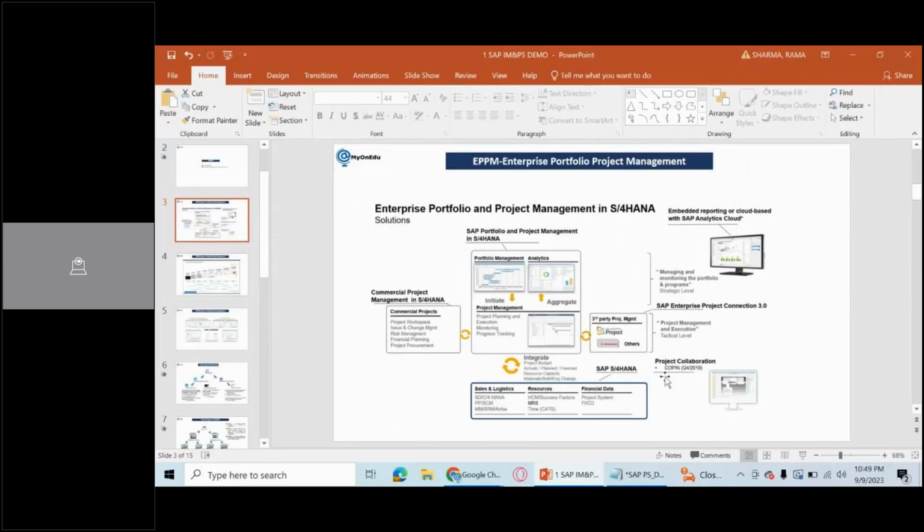Sometimes it happens with the company, like when we call it an investment project. As per different accounting principles, sometimes you capitalize, but under another accounting principle you cannot capitalize some portion. Can that be managed here or not? Yes, that can be managed using EPPM.